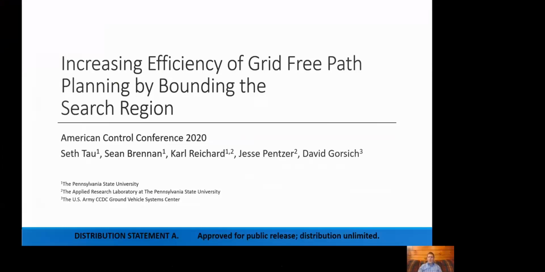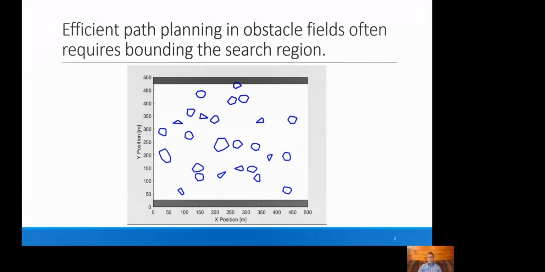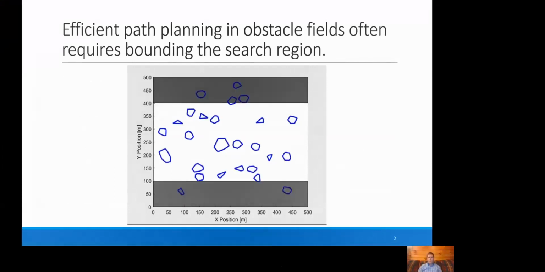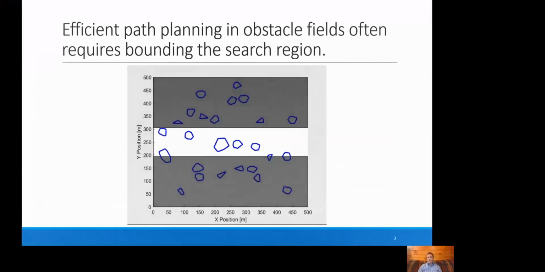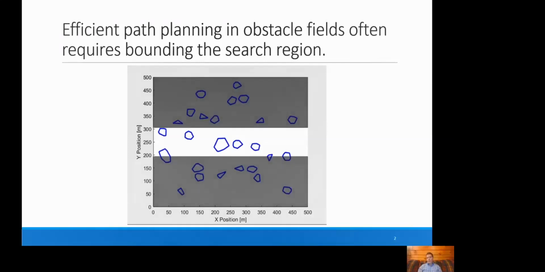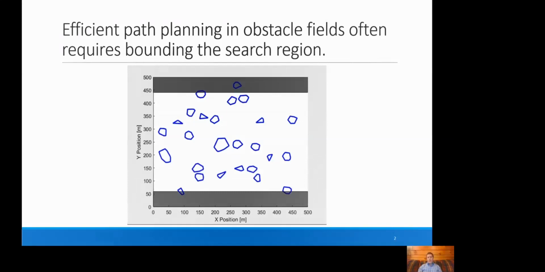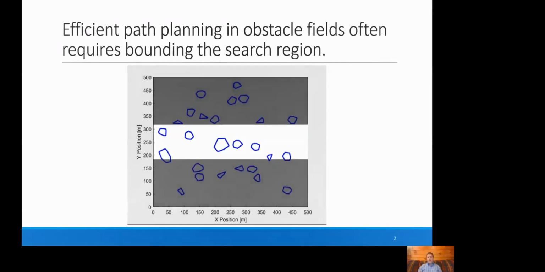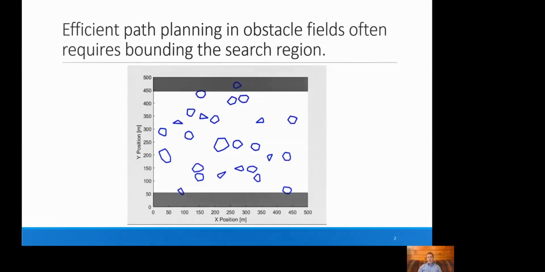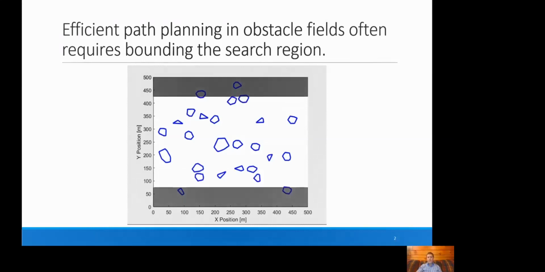So whenever we plan paths through an obstacle field, we need to specify the region that the potential paths can go through. We often do this either explicitly by specifying certain boundaries or implicitly by placing all our obstacles within a certain region. The remainder of this presentation will focus on a 5-step method to bound the search region concurrent with the path planning process. And the overall effect should be to increase the time efficiency of the path planning process.